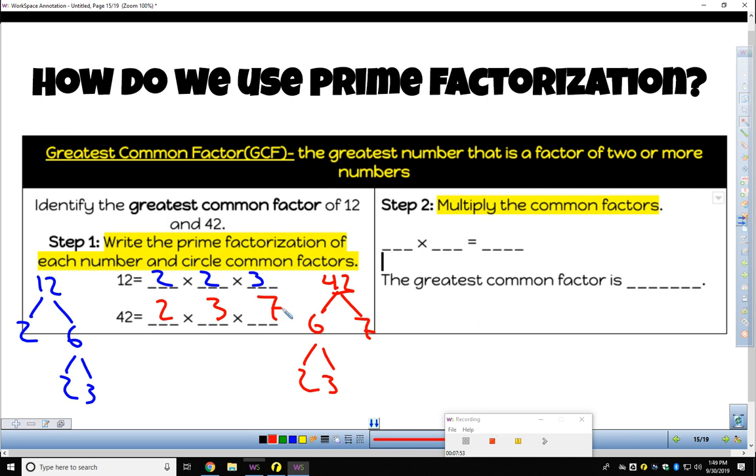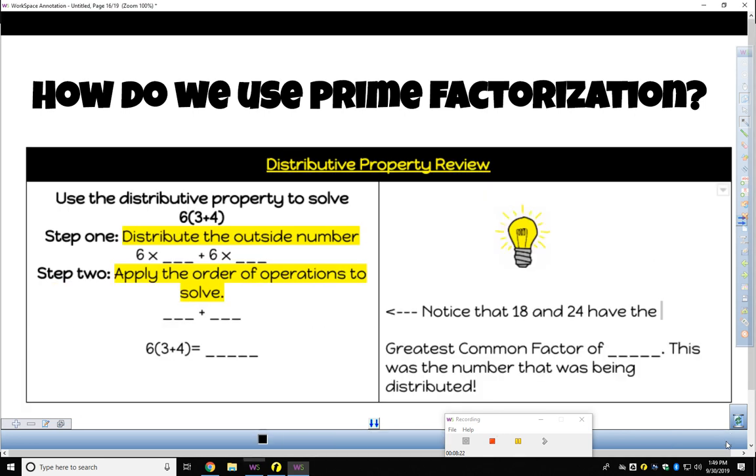So you are going to multiply the things they have in common. Notice they both share a 2, they both share a 3. So I'm going to take 2 times 3. The greatest common factor of 12 and 42 is 6. Right? I start with the prime factorization. I start by making my factor trees. I find what they have in common. I multiply it together. Okay?